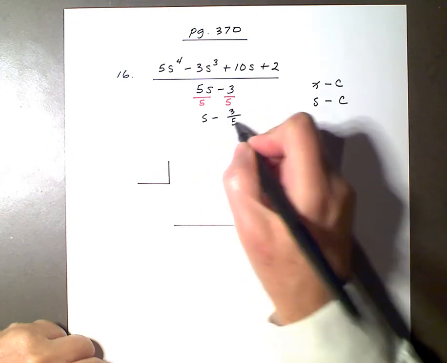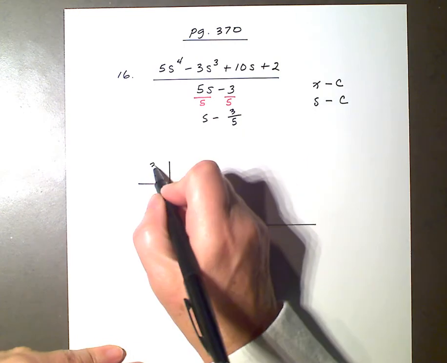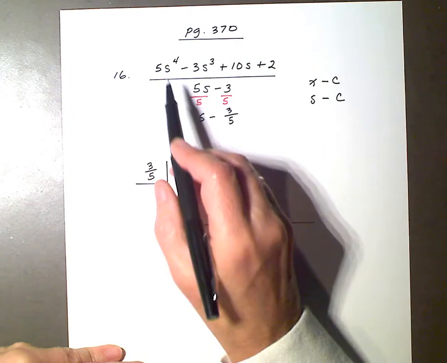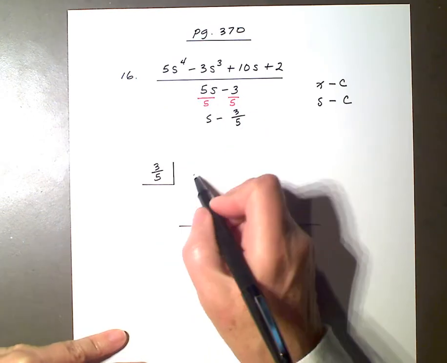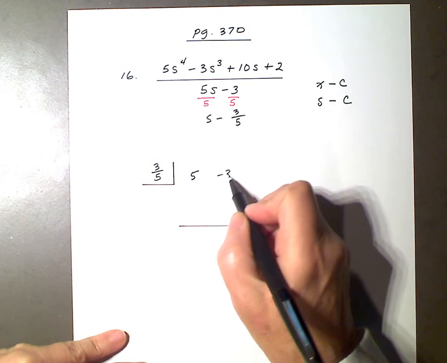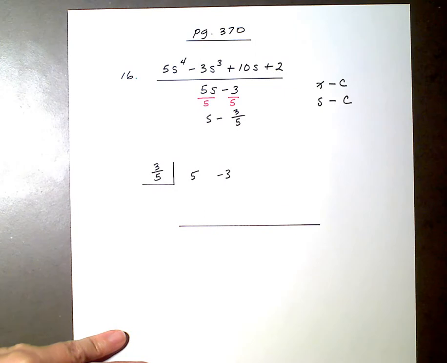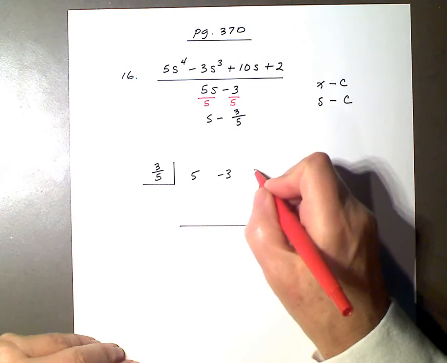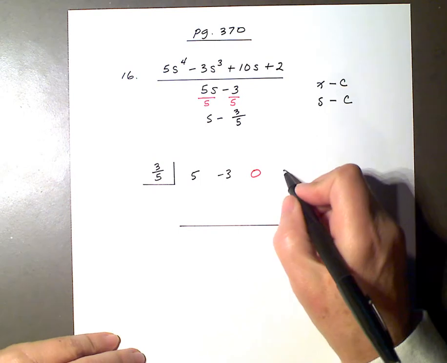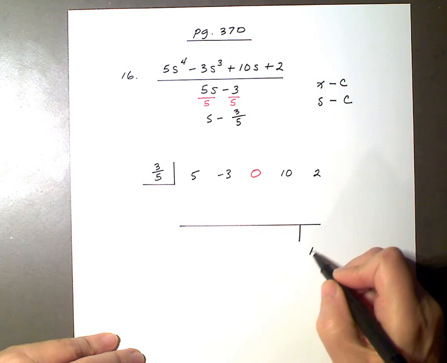So now c is 3/5, and I'm going to put that here in my little box. Writing the coefficients of the dividend across the top, I have a 5 s to the 4th, negative 3 s to the 3rd. Notice that I don't have an s squared, so I need to add a 0 placeholder, a 10s to the 1st, and a 2. And this is where my remainder will go, and I'm done.